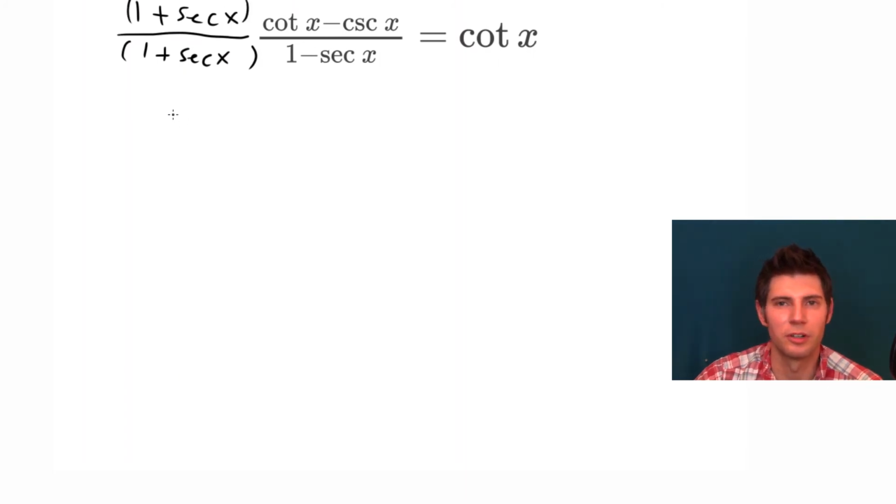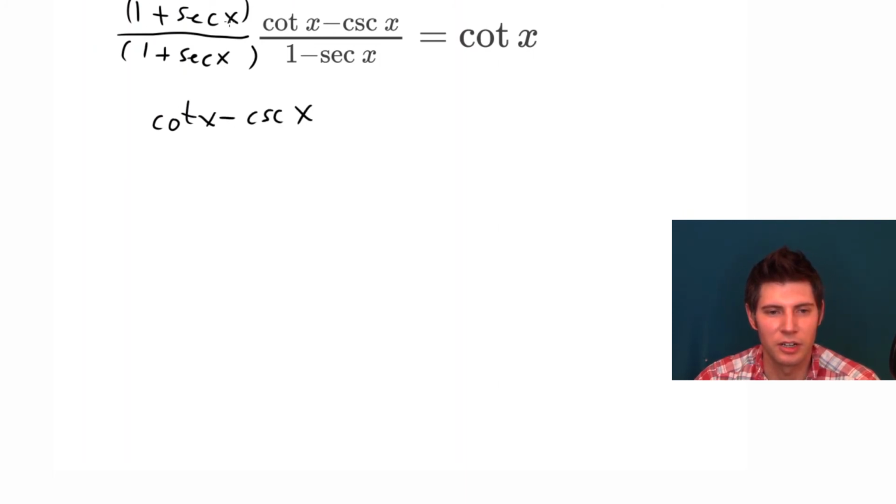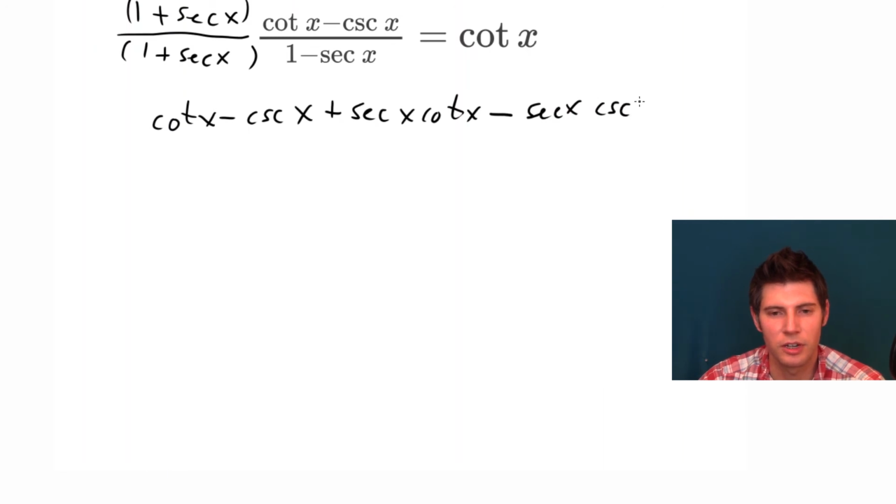So we're just going to FOIL or distribute at the top and bottom. So 1 times cotangent is cotangent x. 1 times negative cosecant is negative cosecant x. Secant times cotangent is positive secant x cotangent x. And secant x times negative cosecant x is minus secant x cosecant x.